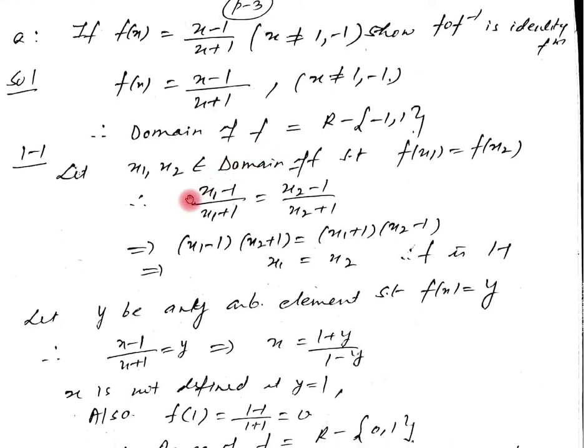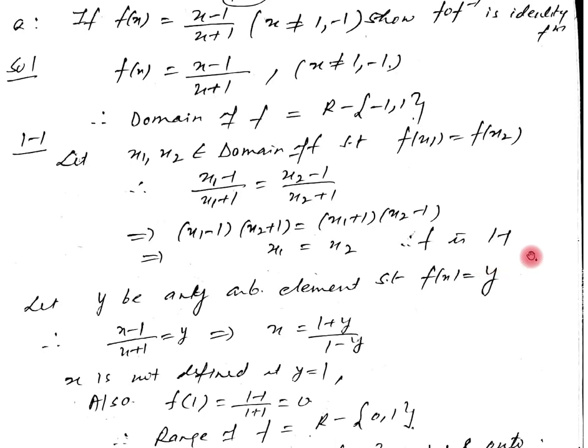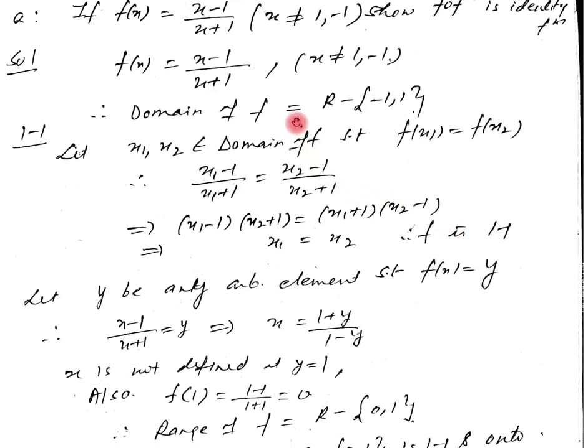Now again we have to prove it is 1-1. We are supposing two elements from the domain of the function such that their images are equal. If the images are equal, then we prove that the elements are also equal. So we can say the function is a 1-1 function. Again we have to prove that the function is an onto function. Let y be any arbitrary element such that f(x) equal to y.